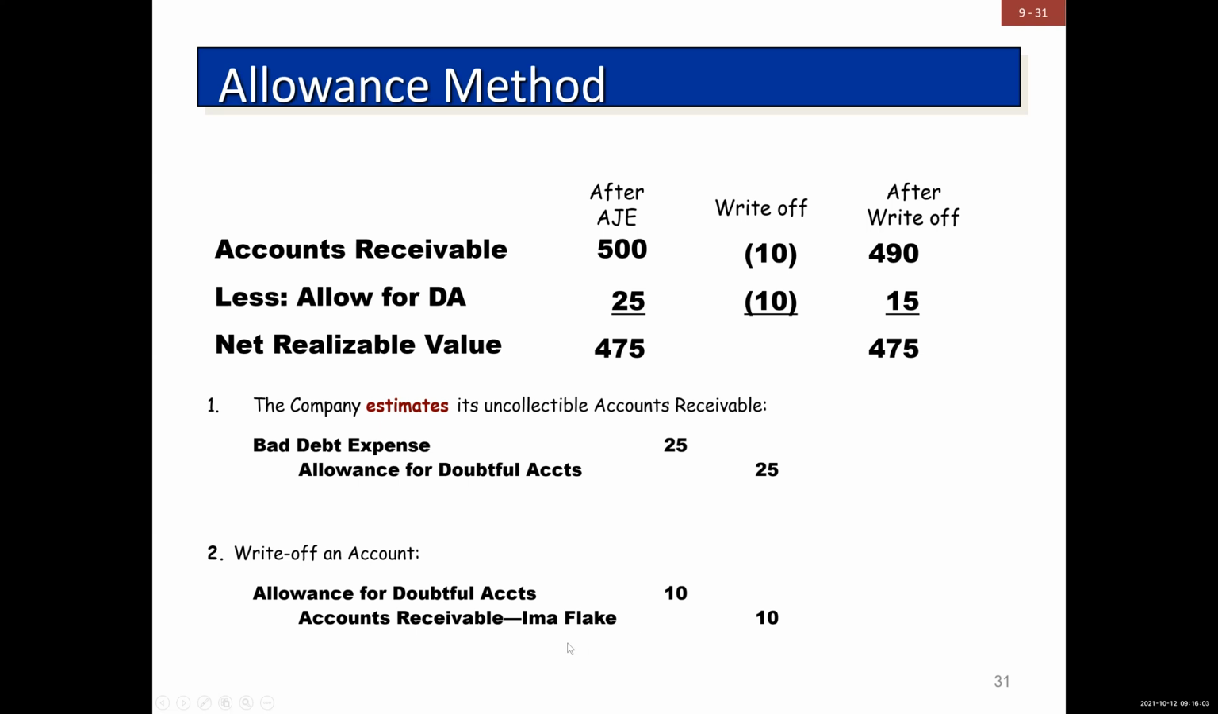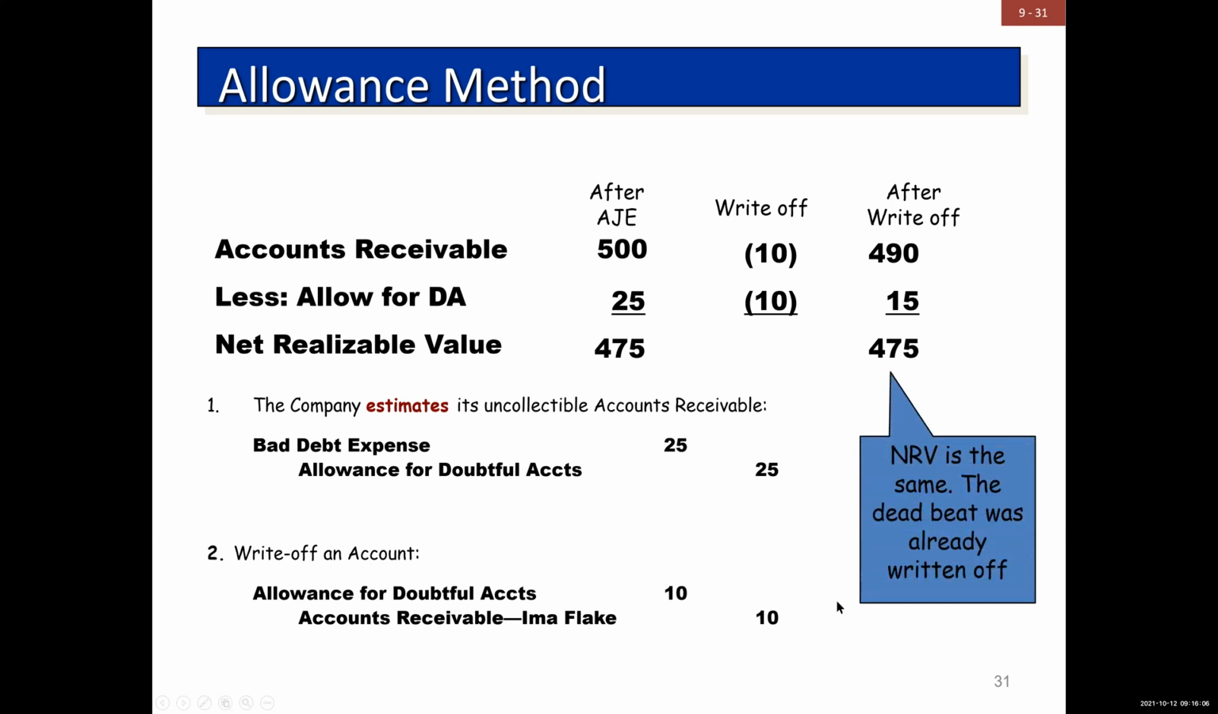Because we're writing off Ima. Remember, net realizable value is the same because the deadbeat was already written off, right? Ima was here with the $500 and Ima was put in here. We estimated 25. We didn't know she was a flake, but nevertheless, she's there. So when we write her off, we're not only writing off her accounts receivable, we're writing off a portion of that allowance for doubtful accounts, right? So anyway, net realizable value is the same.